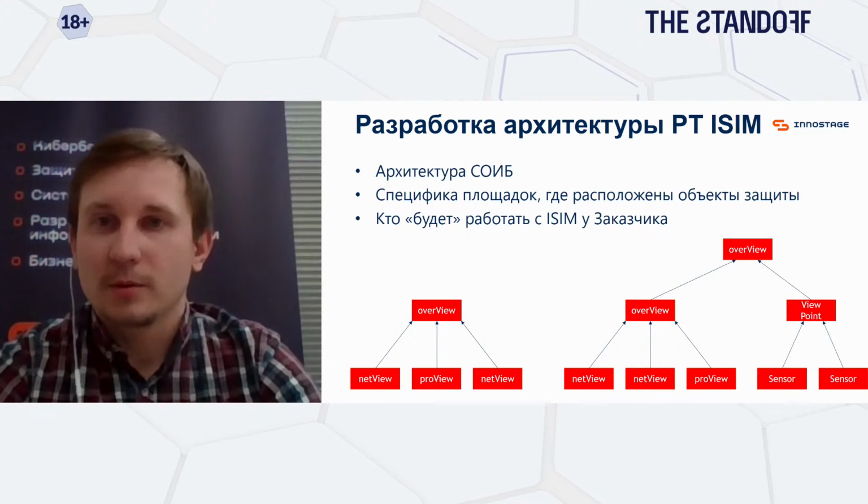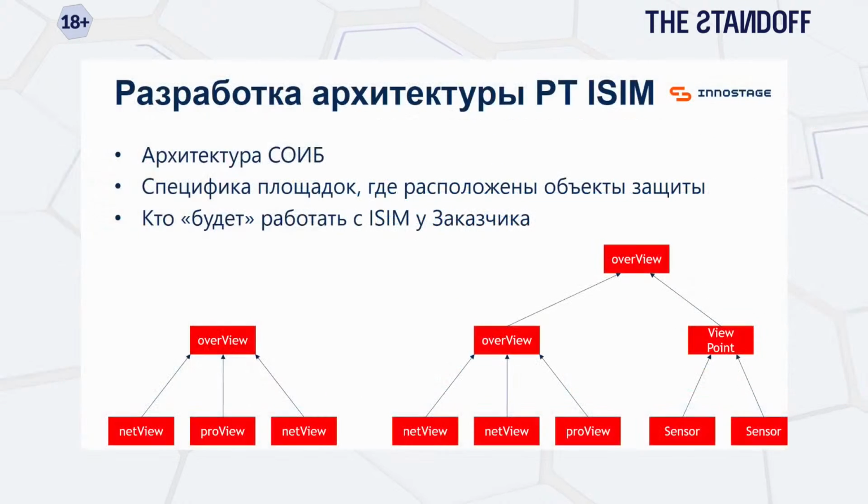The next phase is the development of the architecture of PT ISIM. At the entry level, we have the architecture of the cybersecurity. We understand where the sites will be located to maintain and provide cybersecurity locally. Knowing all that, knowing the specifics of these locations, after the preliminary study, we can develop some specific PT ISIM architecture.